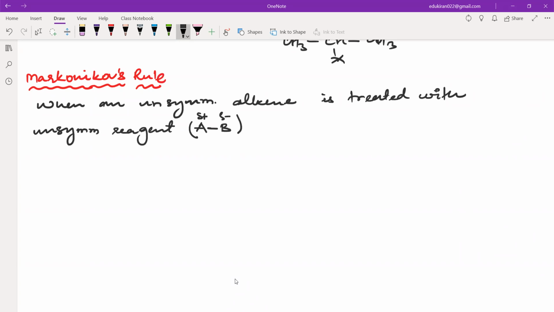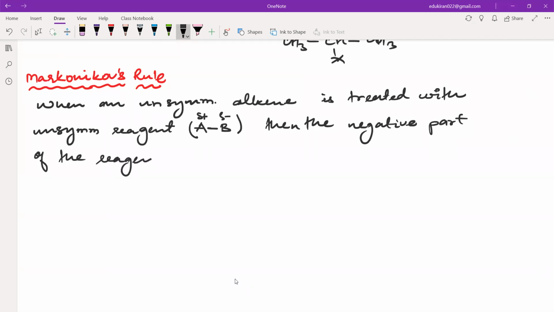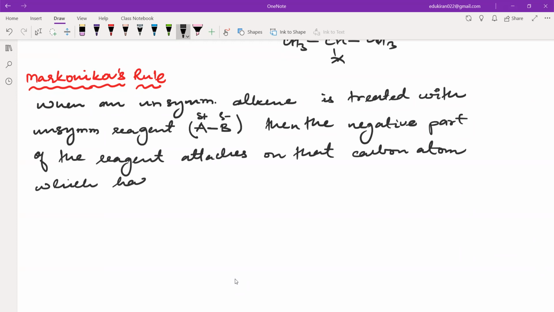When an unsymmetrical alkene is treated with an unsymmetrical reagent, then the negative part of the reagent attaches on that carbon atom which has less number of hydrogens. So this is the Markovnikov rule.